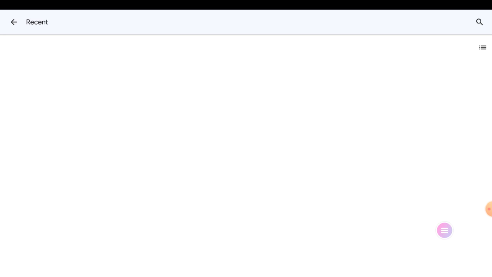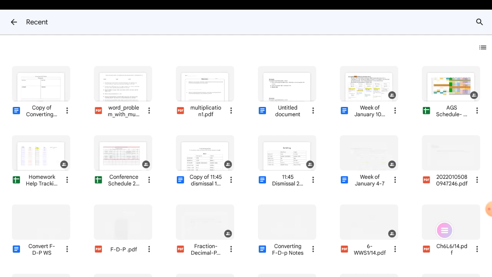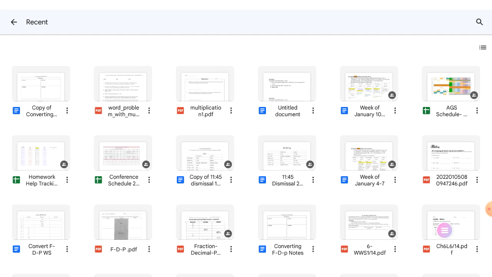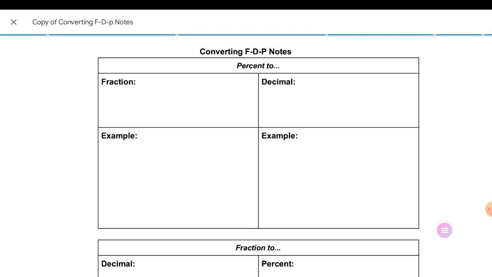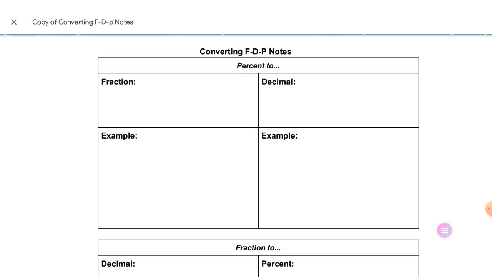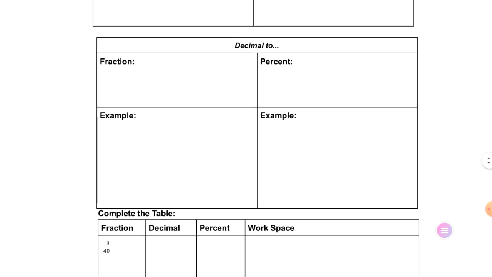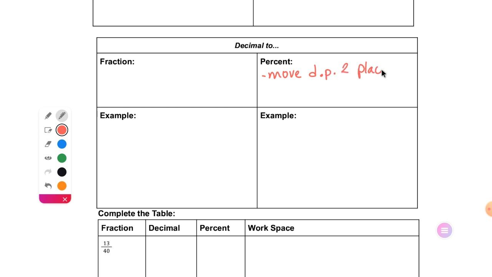So under your last rule, move decimal point 2 places to the right. And I'm getting there as fast as I can. Move decimal point 2 places to the right. Give me just a second. So move, I'm going to be lazy, DP 2 places to the right.